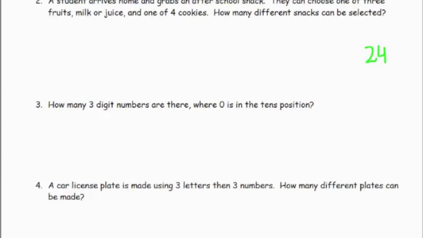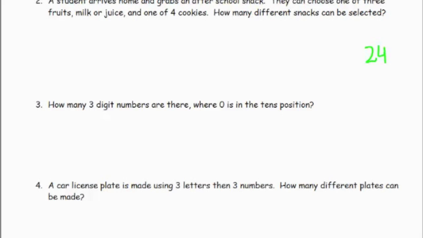We'll do number 3 together though. How many 3-digit numbers are there where 0 is in the tens position? You've probably seen these types of questions, maybe on a contest. This type of math really is approachable by students in younger grades. We're really just multiplying and adding. You'll see later we might have to do some subtracting as well, but you can handle it.